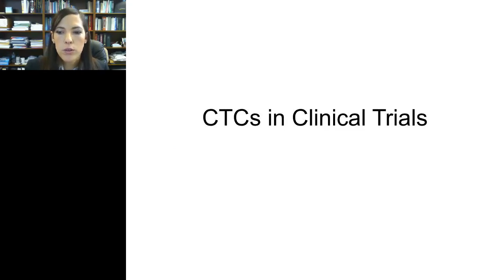So I'm just going to go through a couple of examples of how CTCs are being studied in clinical trials. There are many clinical trials currently going on looking at circulating tumor cells right now. I'm just going to list a few that I think are interesting.